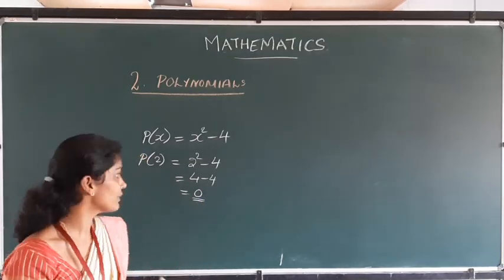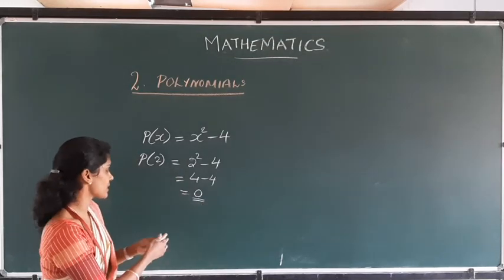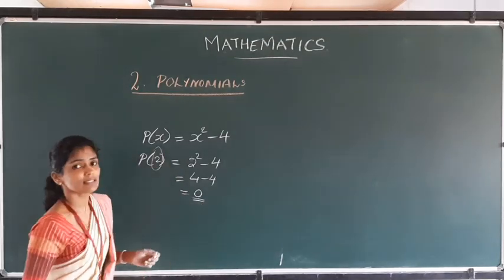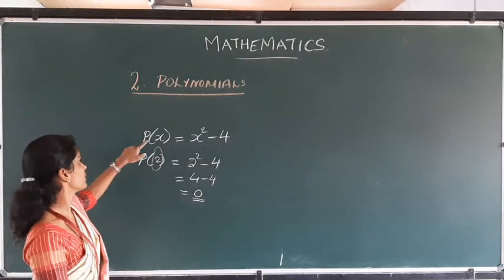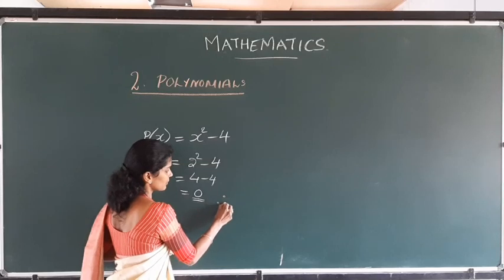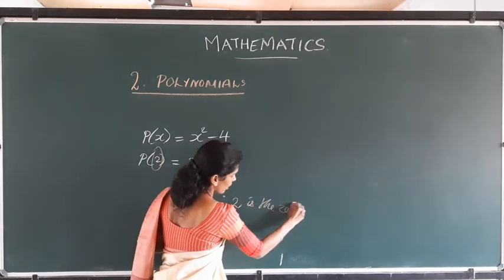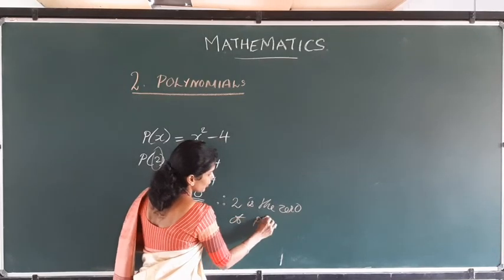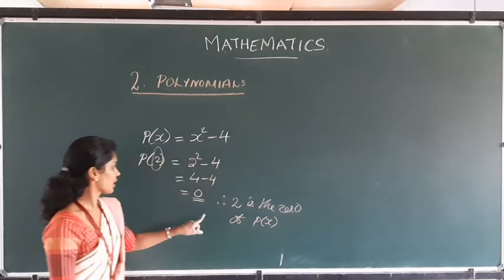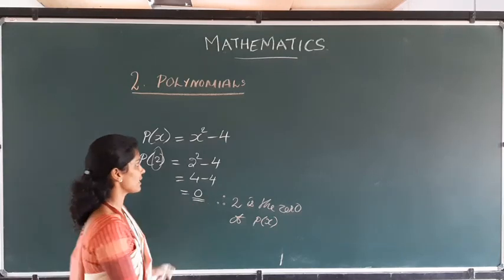What is the meaning of that? The value of the polynomial is 0, so this number is a 0 of this polynomial. Therefore, 2 is the 0 of p of x. Here 2 is the 0 of p of x, right? The value is 0.